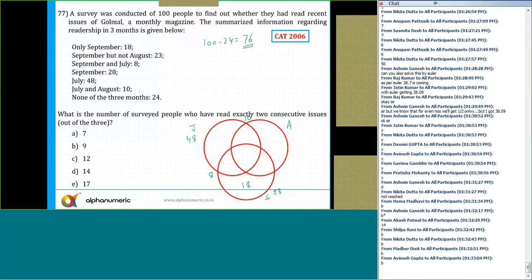So now let's calculate here. September but not August. And I need to calculate the number who read exactly 2 consecutive issues out of the 3. So I need to calculate July and August only plus August and September only. This is what I need to calculate. You guys are saying option B. That's right. The correct answer is definitely option B. Let's see here.